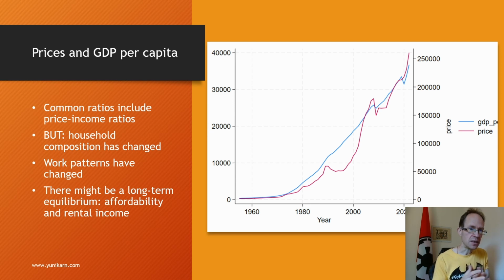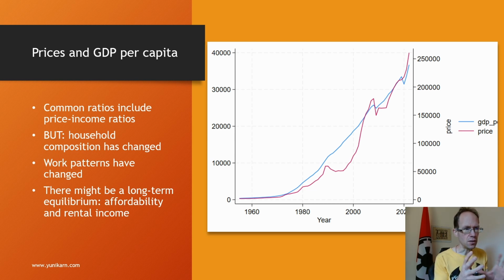It is quite common to use ratios such as price-income ratios to discuss the over- or undervaluation of a property market. However, taking someone's income does not capture changes in household composition and work patterns. So in summary, we need to consider additional factors for a more detailed analysis. But still, looking at some line charts is a good start.